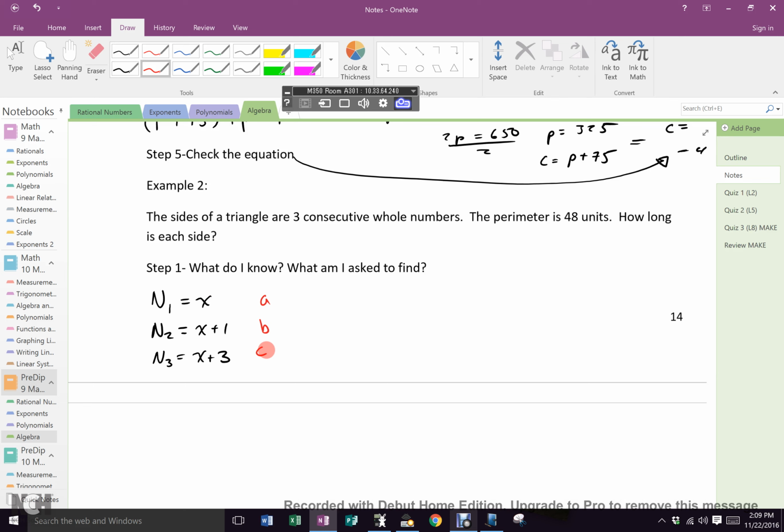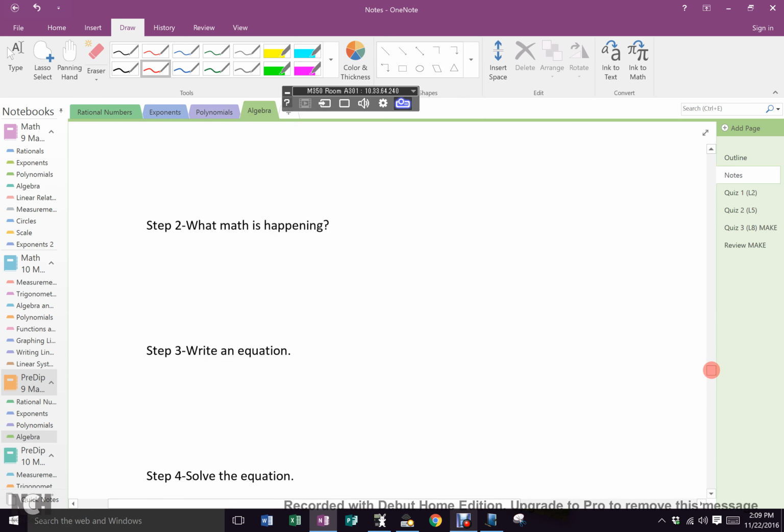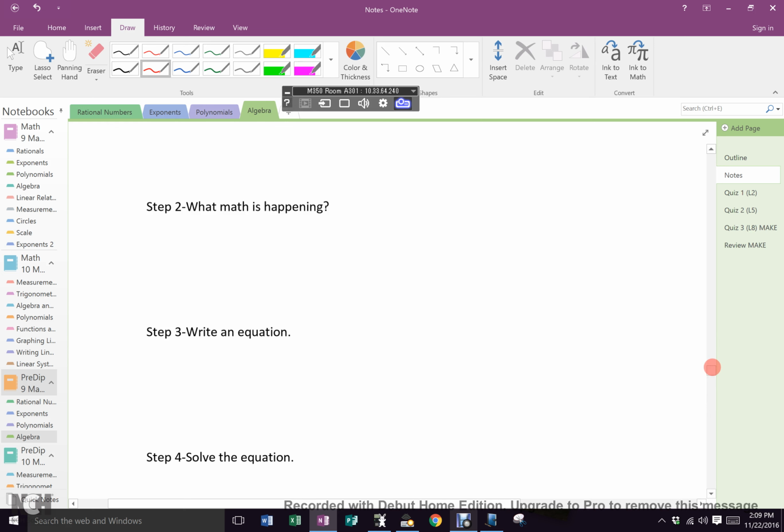What else do I know? That they're consecutive numbers. Well, we've already covered that right here. Oh, that's not plus 3. Sorry, that's plus 2. N1 plus N2 plus N3. They add up to 48. So N1 plus N2 plus N3 equals 48. Or if we go this way, A plus B plus C equals 48. Everybody still cool? Yep. All right. So I'm going to turn the slide down here. What math is happening? Adding, right? So we know that we have addition. Oh, I'm writing in red again, but that's okay.